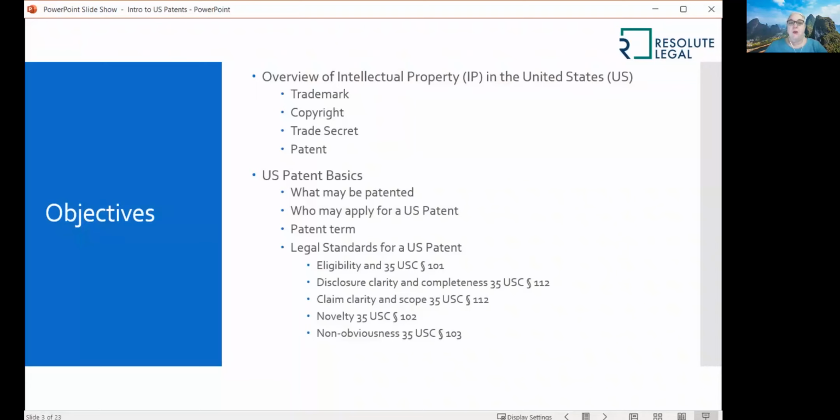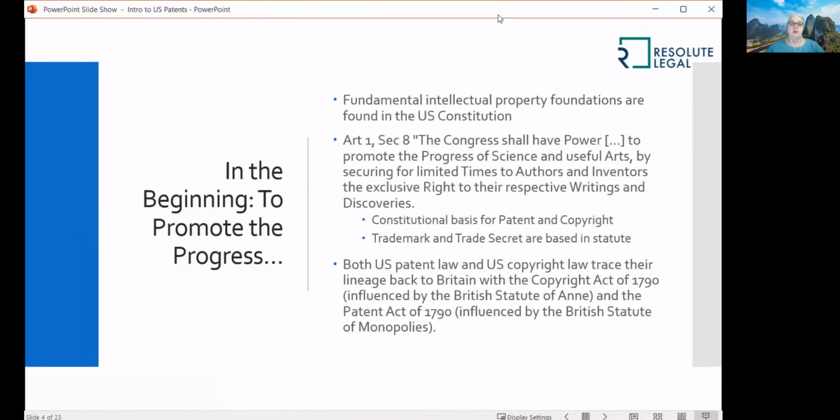I'm going to cover what may be patented in the U.S., who may apply for a U.S. patent, the term of a U.S. patent, and then we're going to briefly cover the variety of legal standards that must be met in order to obtain a U.S. patent. So my understanding is the 6 seminars that you're going to be having over the next 10 days or so are going to show the entire process about US patents and what can be done. So hopefully today I will be able to give you a foundation of understanding of what we will be talking about through the course of these seminars in terms of patents. So let's get started.